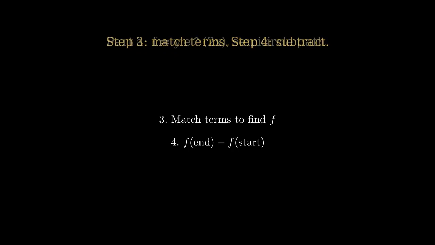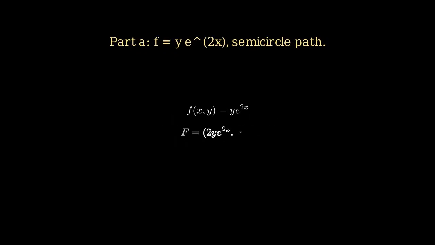Part A. Given the potential f of x, y equals y times e to the 2x, so the field is 2y e to the 2x, e to the 2x, evaluate the line integral of F dot dr along the upper semicircle of radius 1 centered at the origin from -1, 0 to 1, 0.